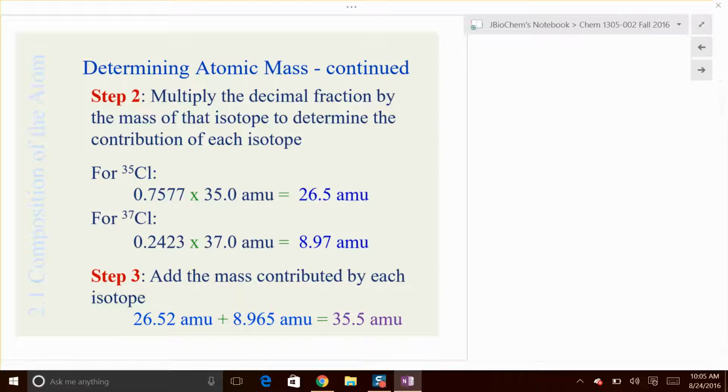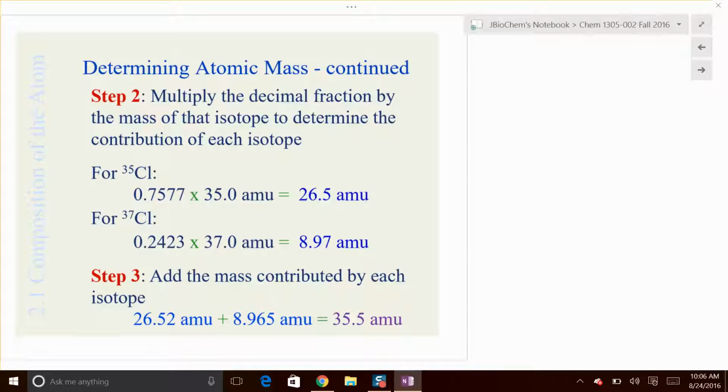35.5. So they took the percent times the mass, and then they added those together, and they found 35.5. I like to put it in that chart because it just makes it flow real easy of what I'm supposed to do. This times that, and then add them together.